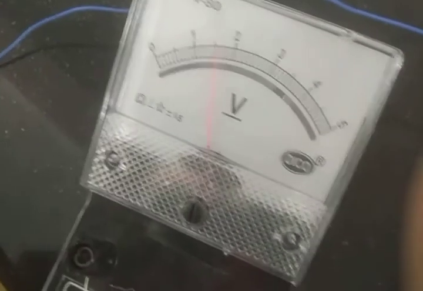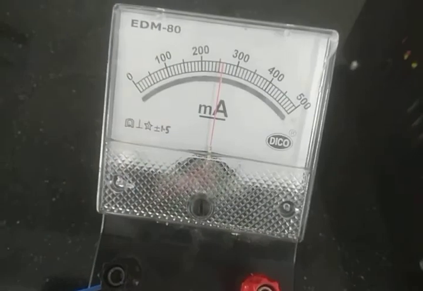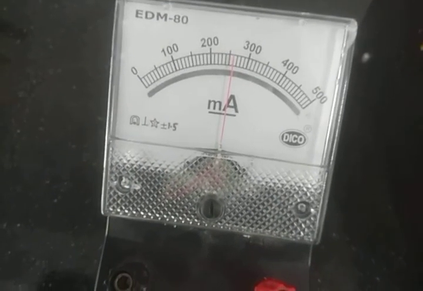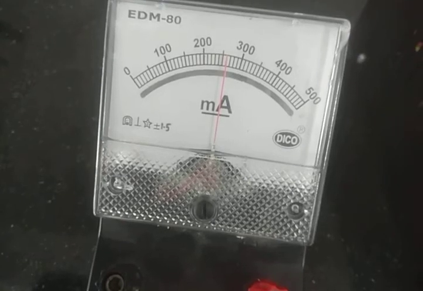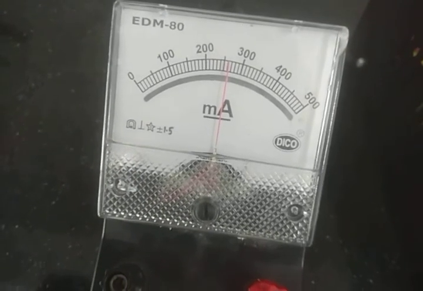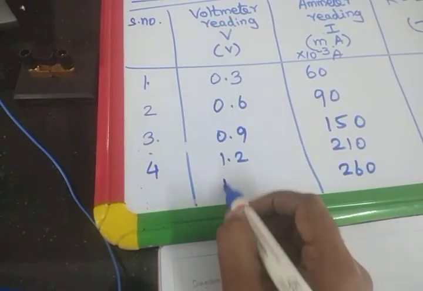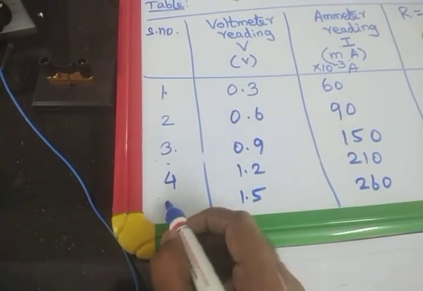Exactly at 1.5 deflection, what is the corresponding milliammeter value? Try it. Yes, good. It is 200, 250, 260. So it is 260 milliampere for 1.5.